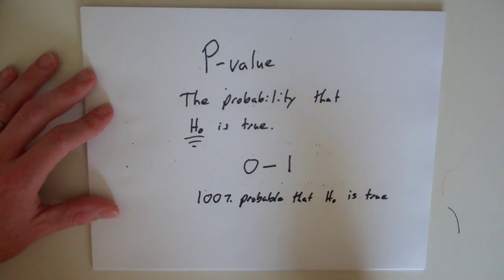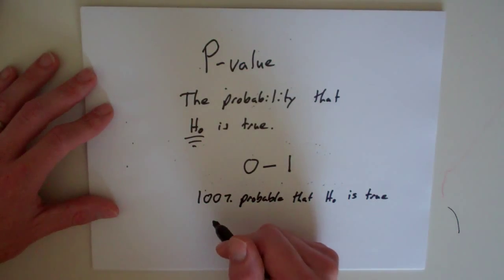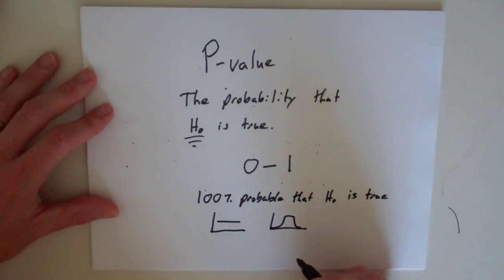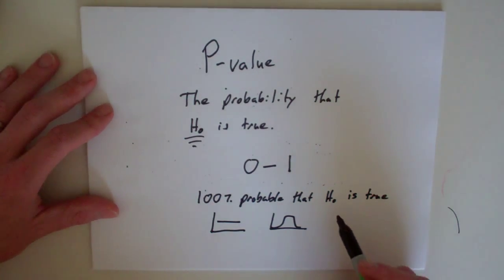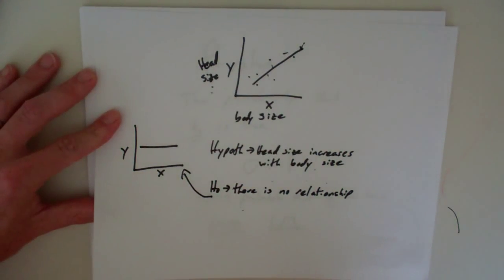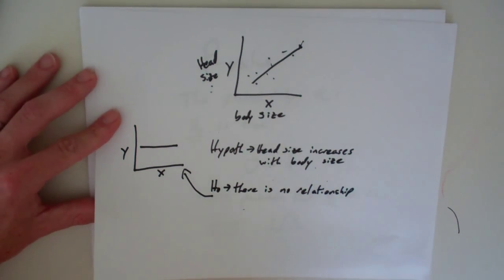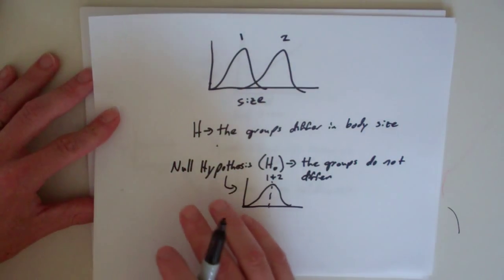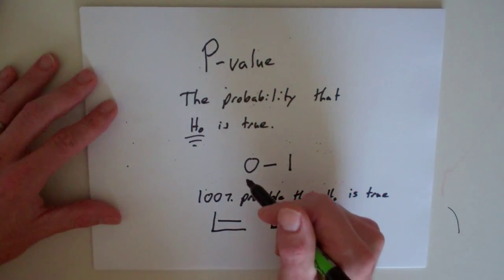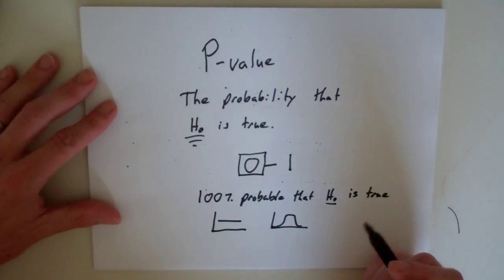What does that mean with regard to whether there is a difference between groups or a relationship between two variables? It means that there's no relationship, or there's only one group, not two distinct groups. That is, it's 100% probable that this is true, and this is, going back, there is no relationship, and or the groups do not differ. So in fact, you're more likely to reject the null hypothesis as it decreases towards 0.